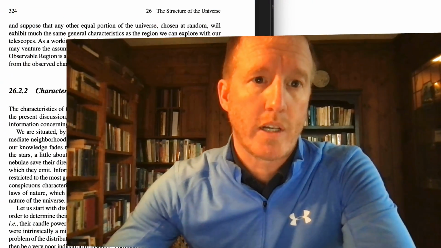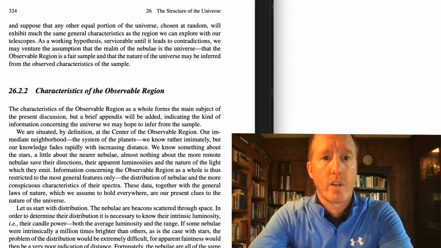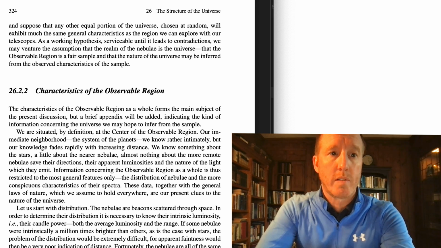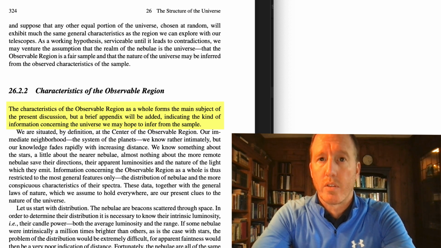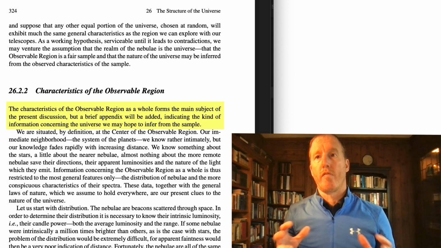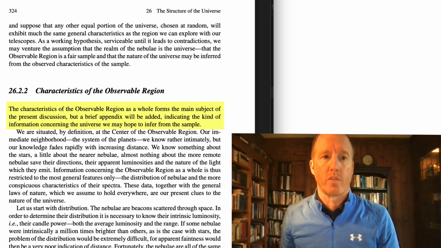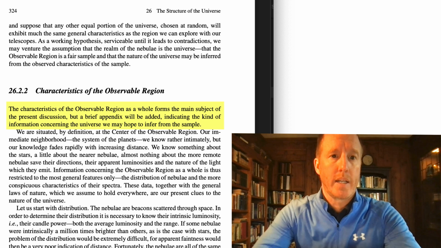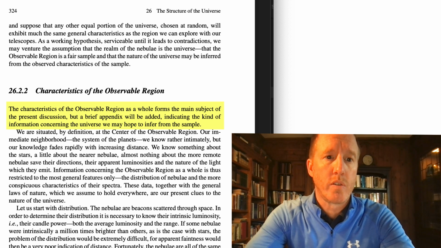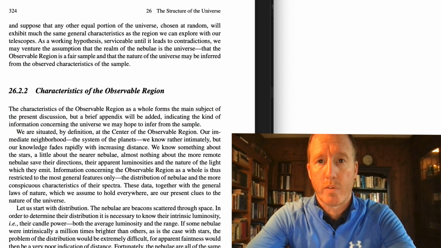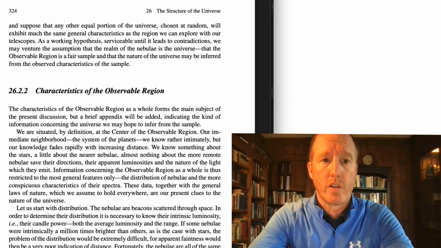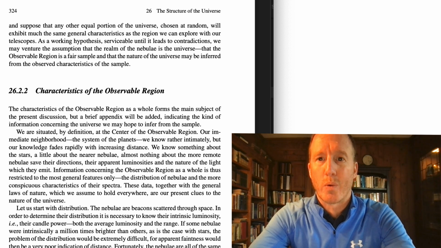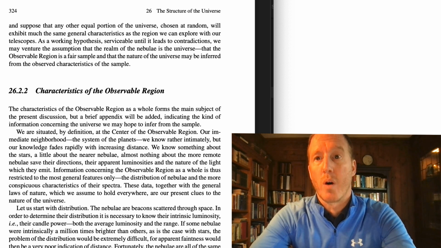Now let's continue on page 324 and study the characteristics of the observable region of the universe. So we read together, the characteristics of the observable region as a whole forms the main subject of the present discussion. So he's going to be talking about what features the observable region of the universe has. He says a brief appendix will be added indicating the kind of information concerning the universe we may hope to infer from the sample, that is, from what we can see right now. We are situated, by definition, at the center of the observable region. That is, when we look around us, we can see the same distance in each direction. Therefore, by definition, we're at the center of what we can see.